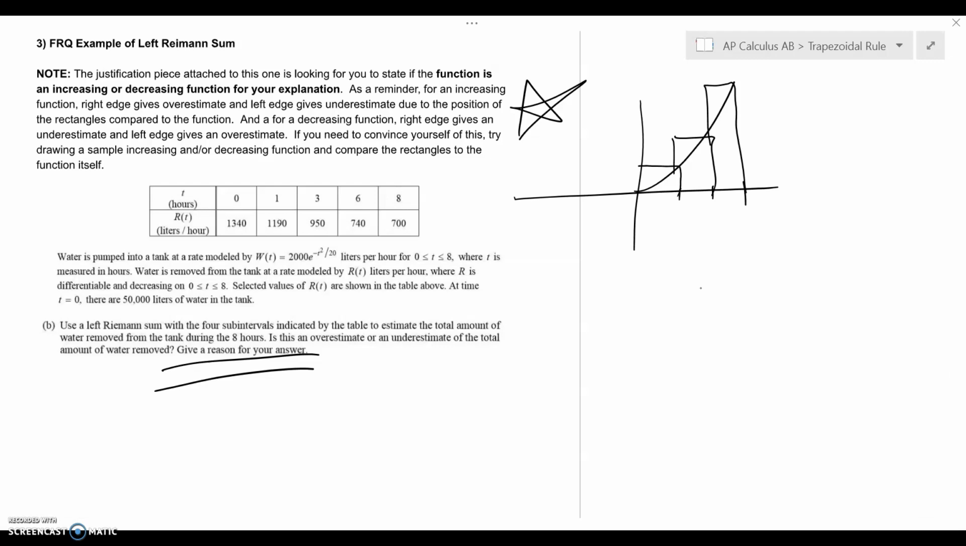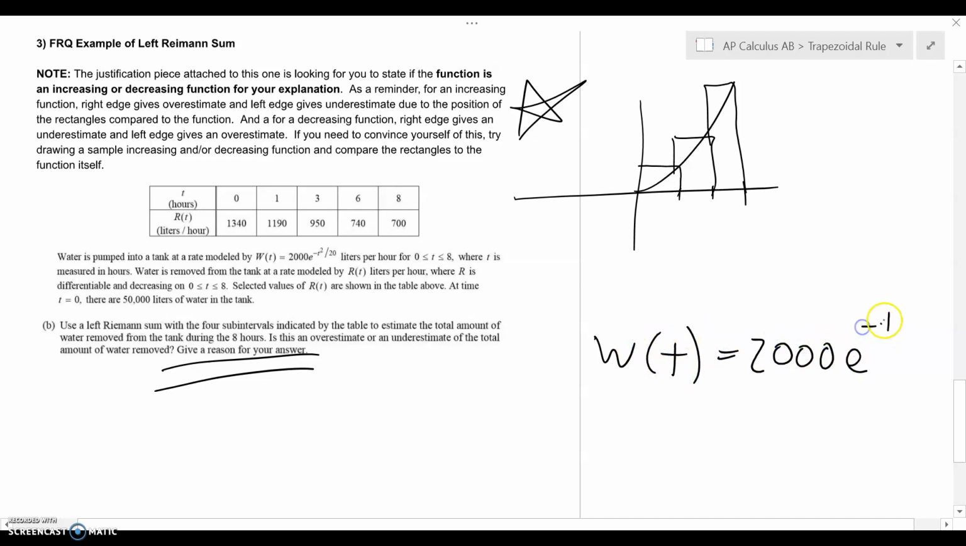For the reason for your answer, that is all you need to state: do you have an overestimate or an underestimate based on increasing or decreasing, which in most cases means you have to take a derivative. So they're specifically asking you to take a derivative of this thing. And I can see, just looking at that, when we take a derivative, we're going to get something negative when we multiply by the derivative of the inside, and our input value, it's going to mean we have a decreasing function. And so we'll tie that into our answer.